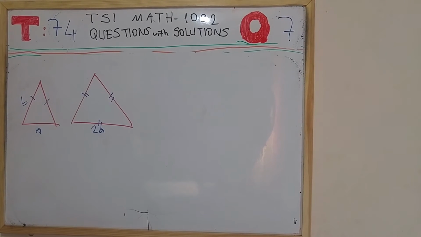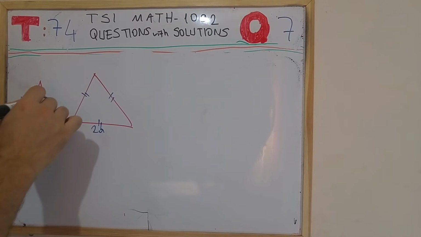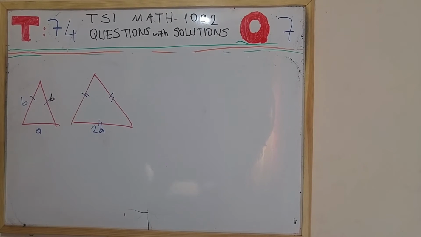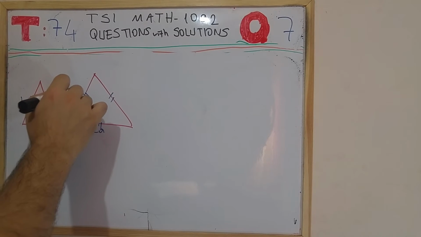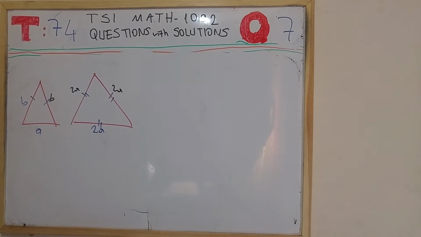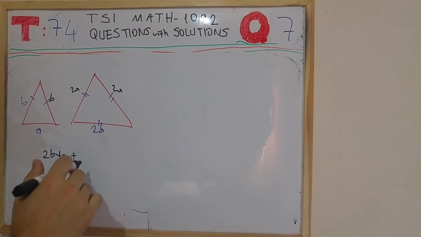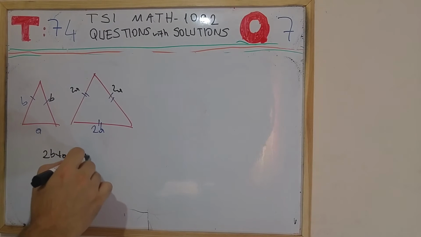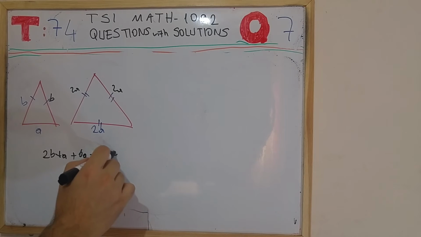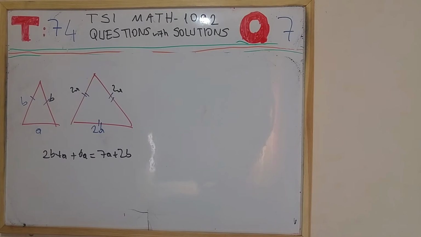I'm supposed to find out the total perimeter of these two triangles, and the first one is an isosceles triangle, so here must be 2b, and the second one is equilateral, so everywhere is 2a here. So what I have here for the first one, as perimeter, is 2b plus a, and for the second one what I have is 3 times 2a, which is equal to 6a. That makes 7a plus 2b.